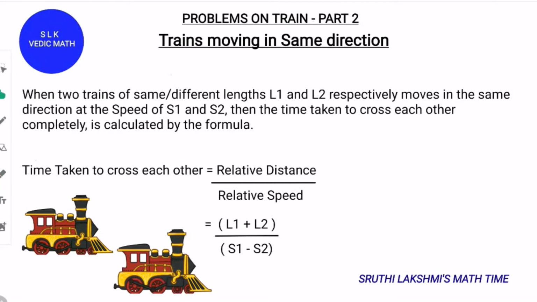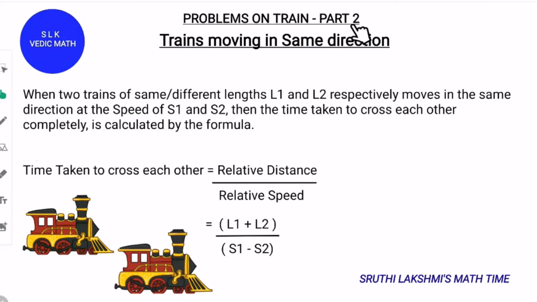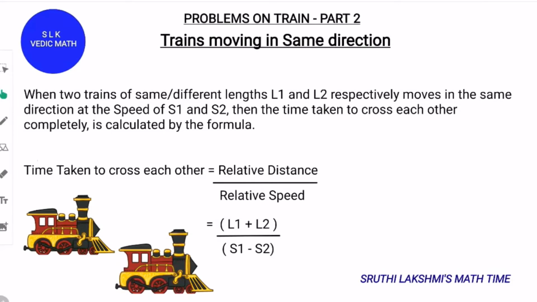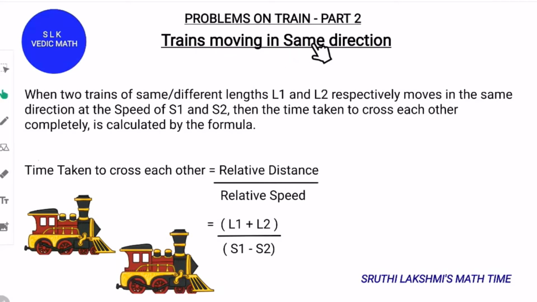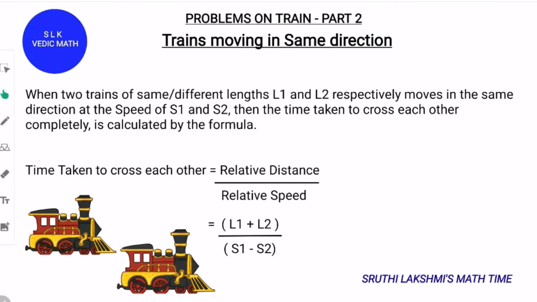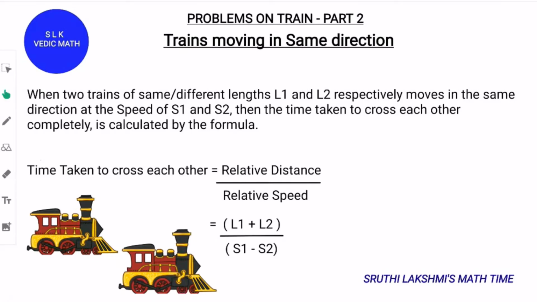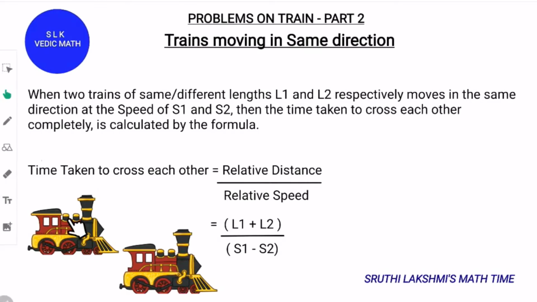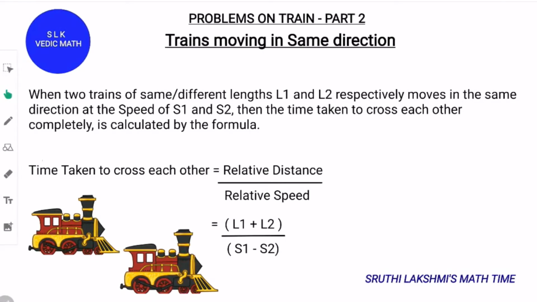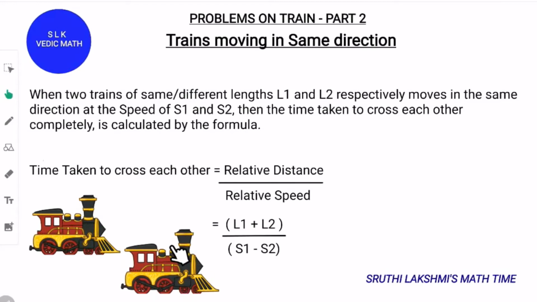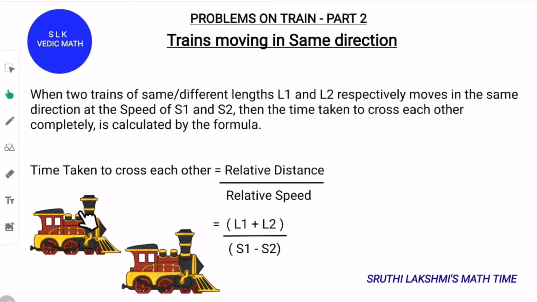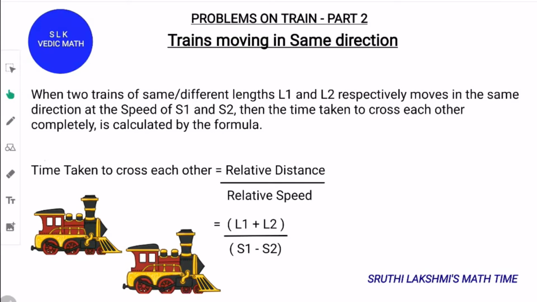Today we're going to see Problems on Trains, Part 2. Today we're going to focus on trains moving in the same direction. Let's see two trains of same or different lengths. The first train's length is considered as L1 and the second train's length is considered as L2. As you see, they're going in the same direction.